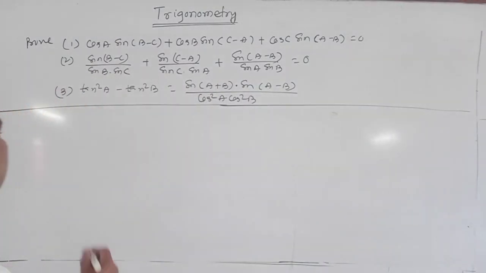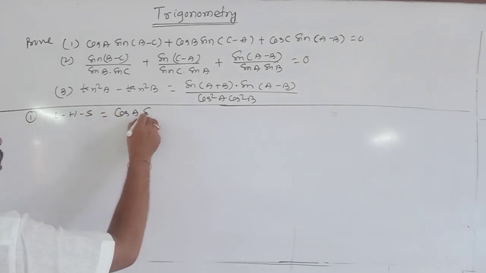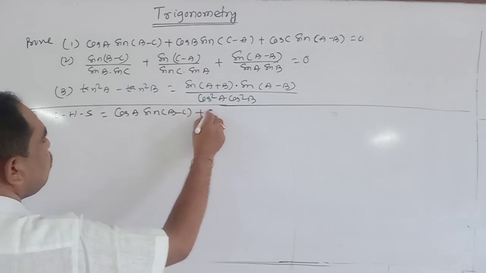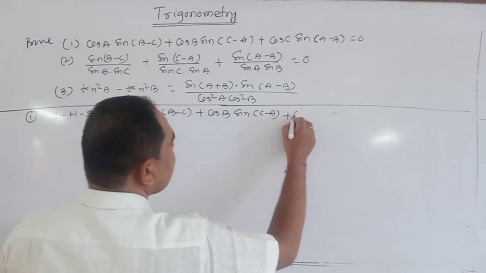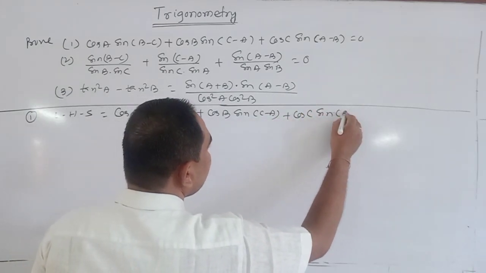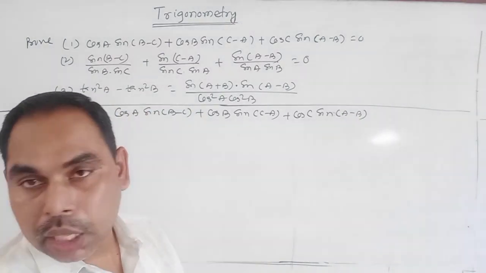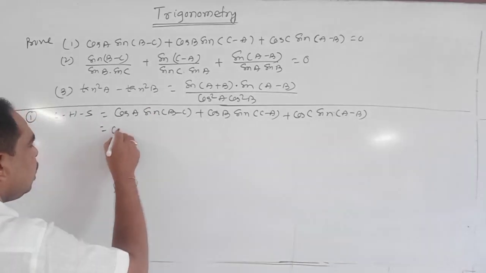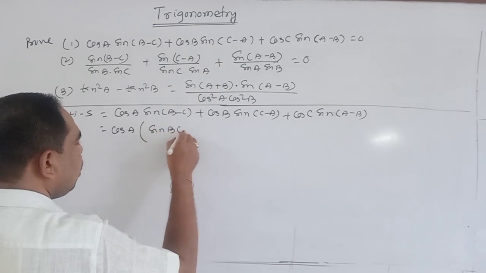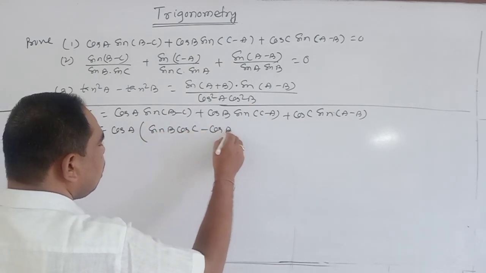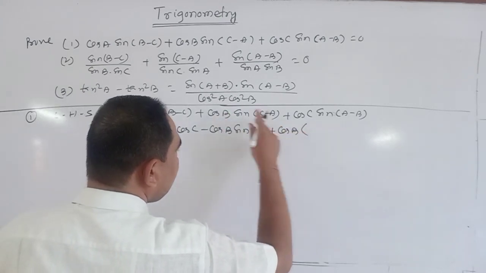Okay, so question number 1, LHS part. LHS: cos A into sin of B minus C plus cos B into sin of C minus A plus cos C into sin of A minus B. So simply use the formula sin of A minus B. So this is cos A, and sin of B minus C means sin B into cos C minus cos B into sin C, plus cos B into sin of A minus B formula.